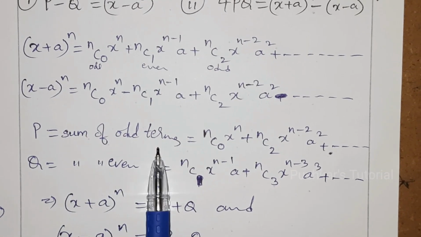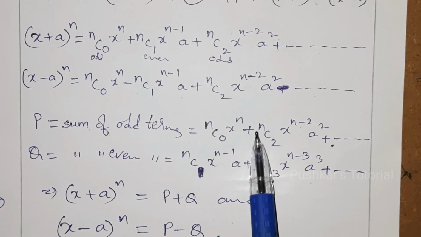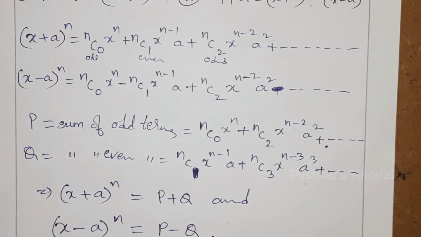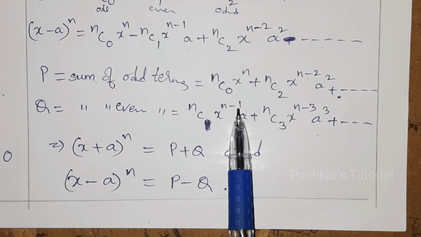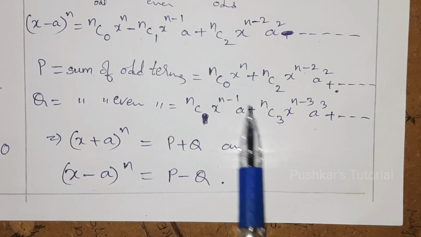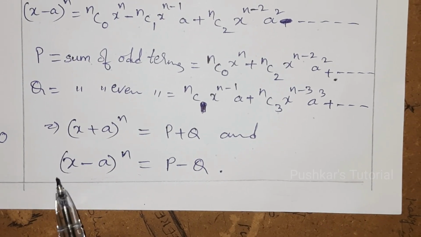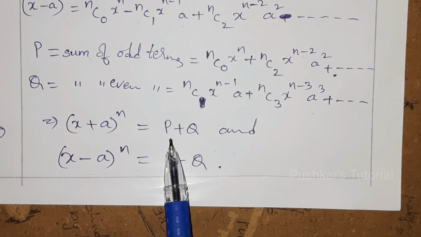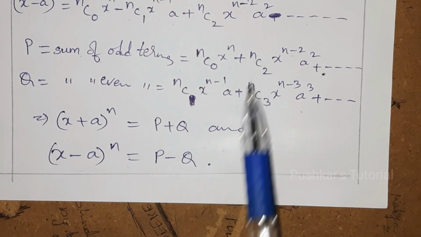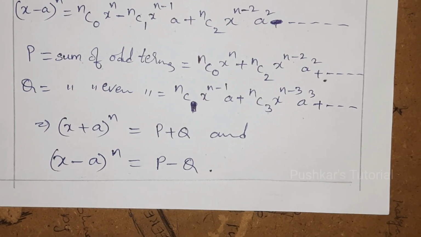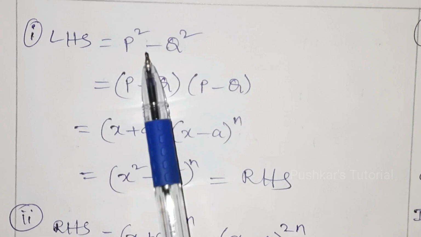So here P is equal to the sum of odd terms, means nC0 x power n. After 0 to 2 we have to take now nC2 x to the power of n minus 2 a square plus so on. Q means the sum of the even terms. Even means reverse, I told you. So nC1 x to the power of n minus 1 a, plus the next term, and so on. So simply we can write the above equations as (x plus a) whole to the power of n is equal to P plus Q. Means these two addition only. Next (x minus a) whole to the power of n means these two subtraction only. So P minus Q. So here LHS is P square minus Q square. Consider.